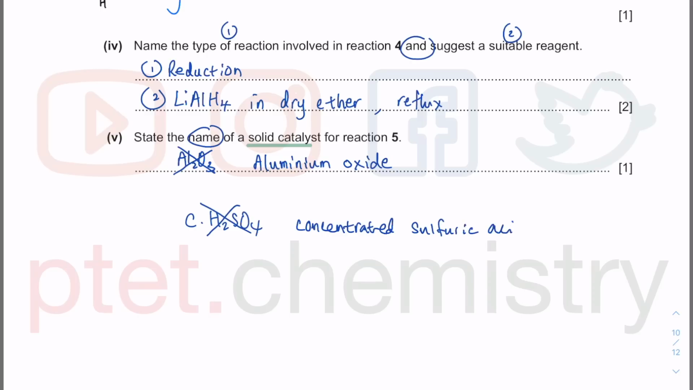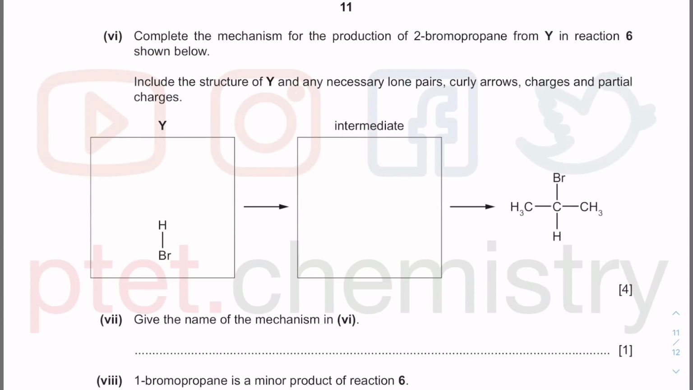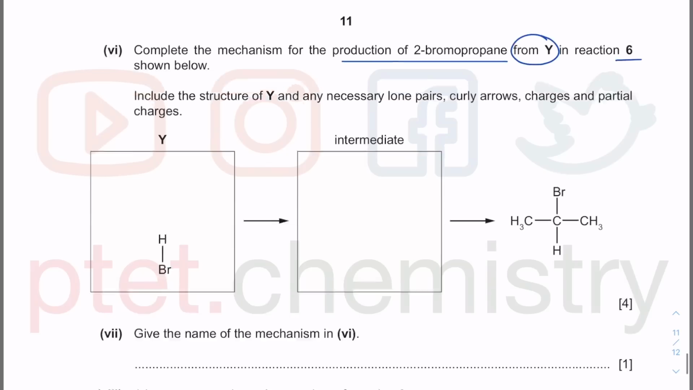So for both of them, this one you heat the alcohol, covered in cotton wool, over this particular solid, and you collect the alkene. This one, similar method I guess, because this will remove the water as a dehydrating agent there. I feel this question is a bit long. What do we want? We want to produce 2-bromopropane from Y in reaction 6.